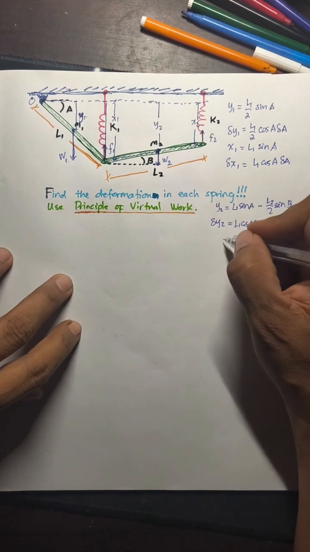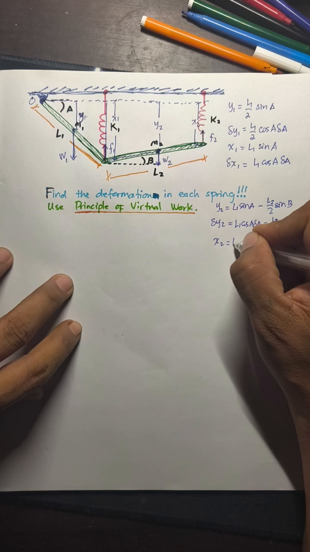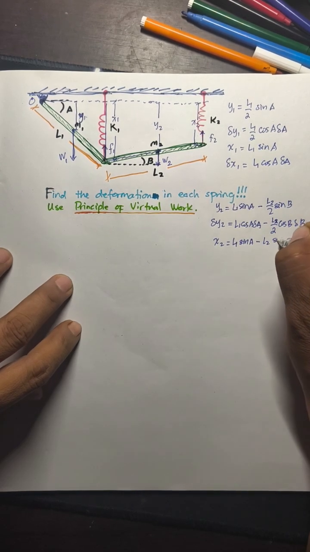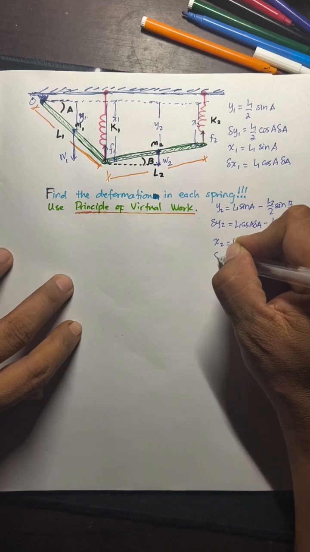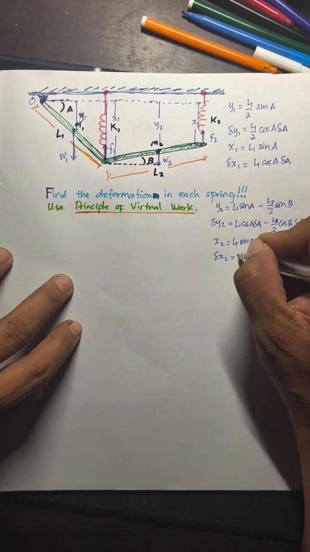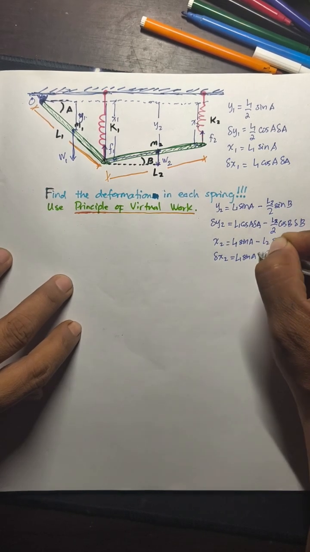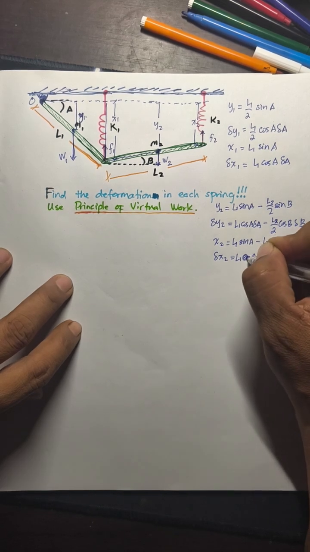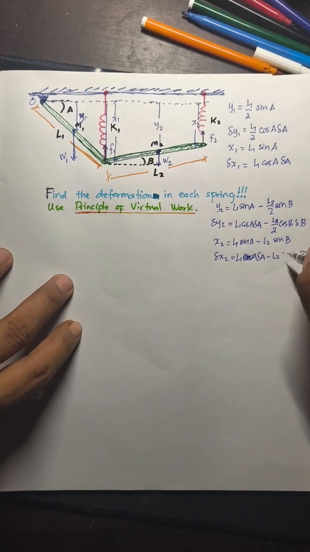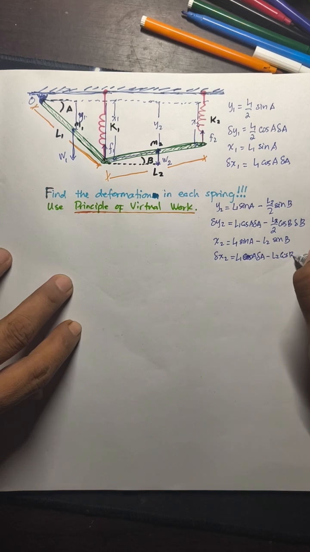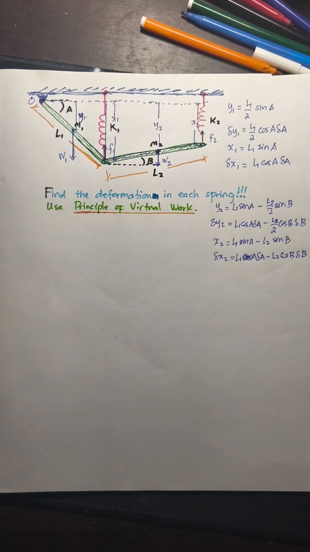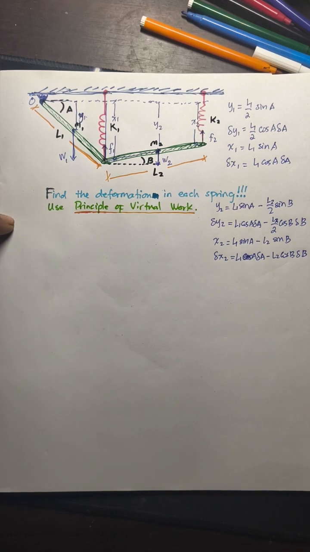And how about x2? Similarly, x2 would be L1 sine A minus L2 sine B. And delta x2 now would be L1 cosine A delta A minus L2 cosine B delta B. Okay, so we are now ready to write the virtual work.